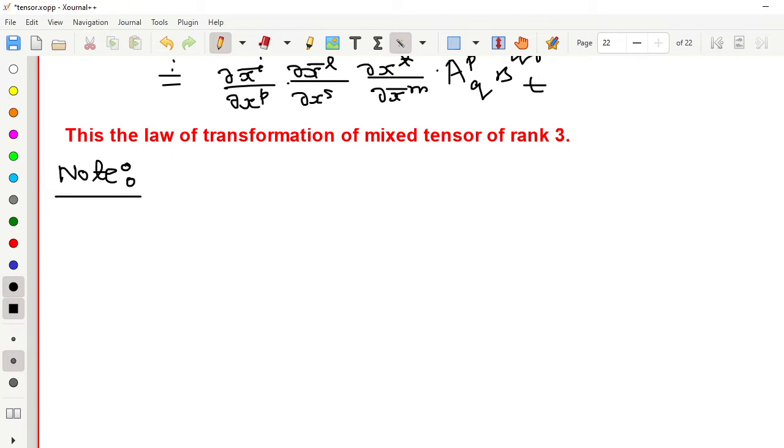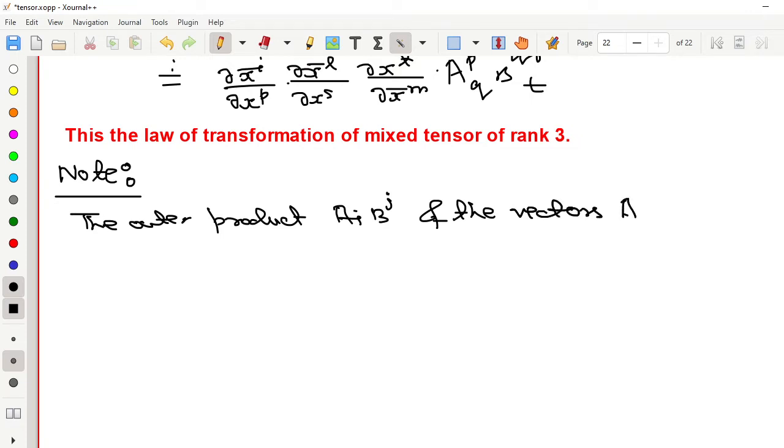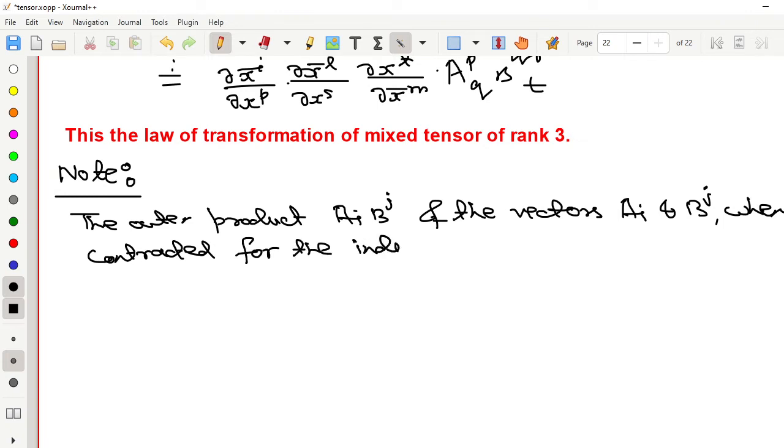The outer product AI BJ of the vectors AI and BJ, when contracted for the indices I and J, produces the tensor AI BI.